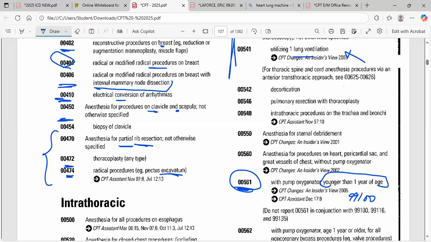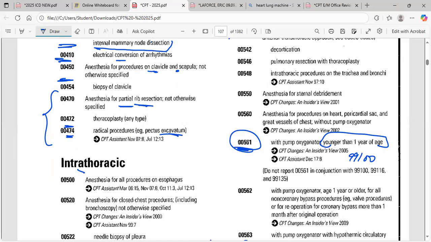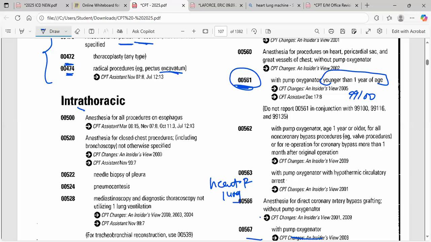And let's move further. Intrathoracic. So in the intrathoracic section, we have the anesthesia procedures on the esophagus, any procedures on the chest, any procedures on the pleura, that we are going to consider from the intrathoracic section only. So first we have 00500.